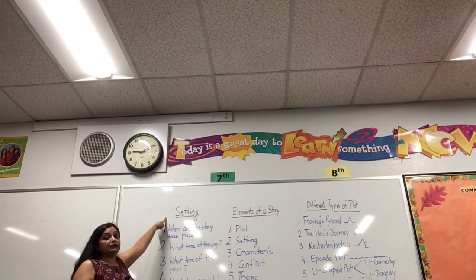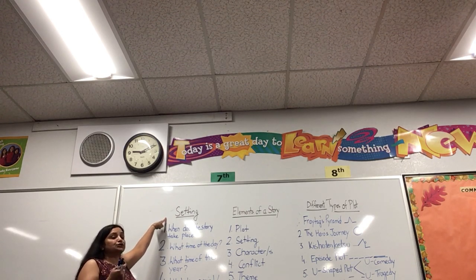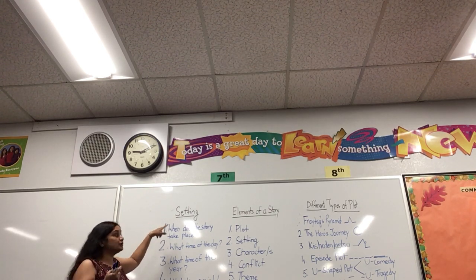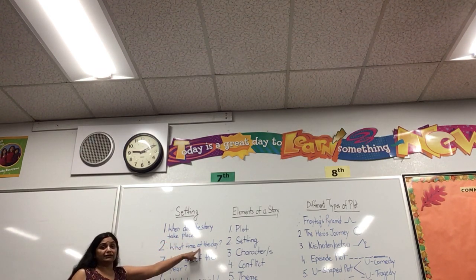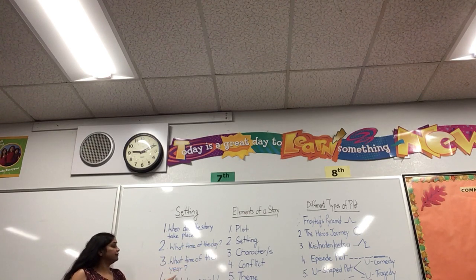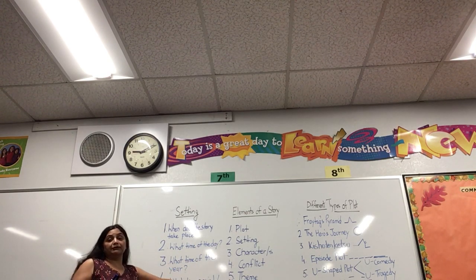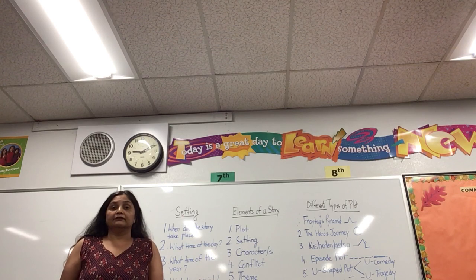So the 4 elements of story to identify the setting, to identify where the story is taking place, when is the story taking place. The 4 elements are: when does the story take place, what time of the day, what time of the year, what time period or era.